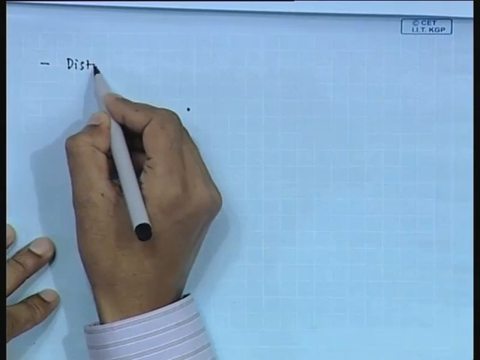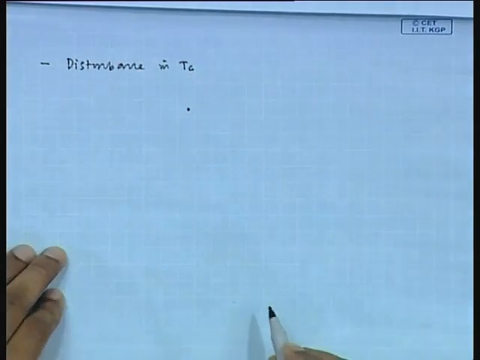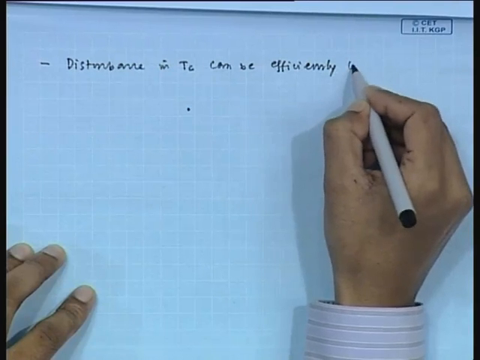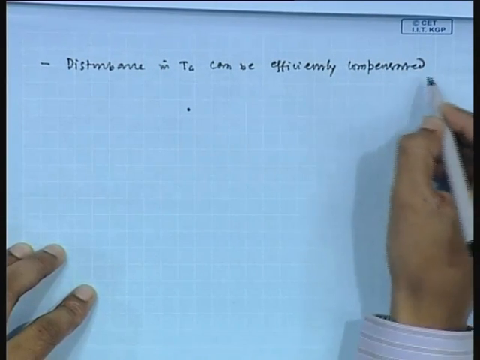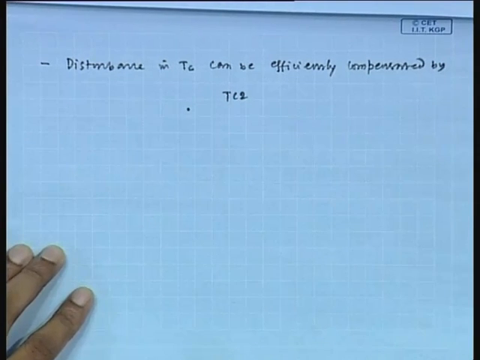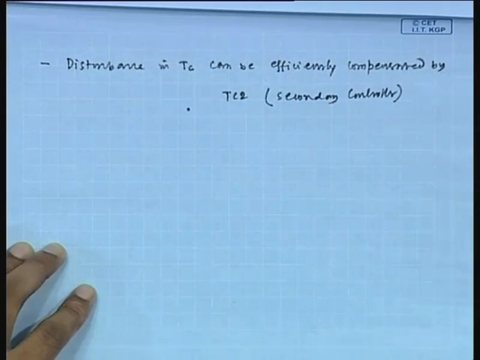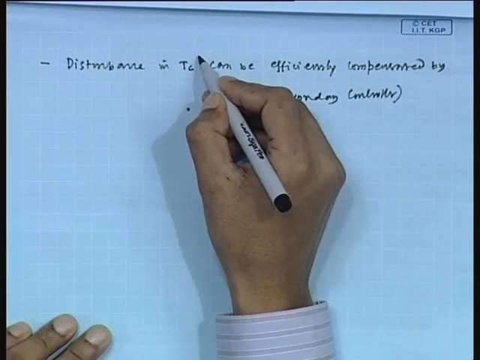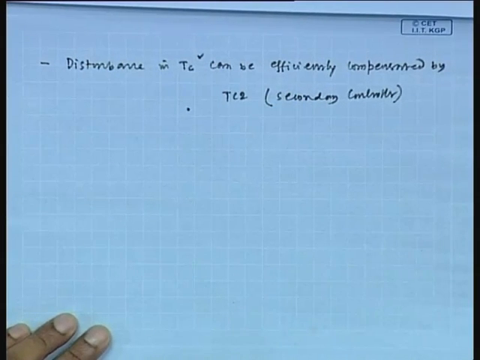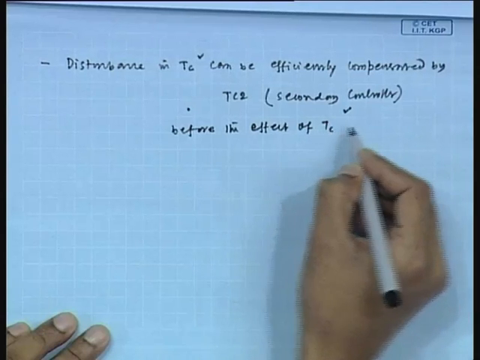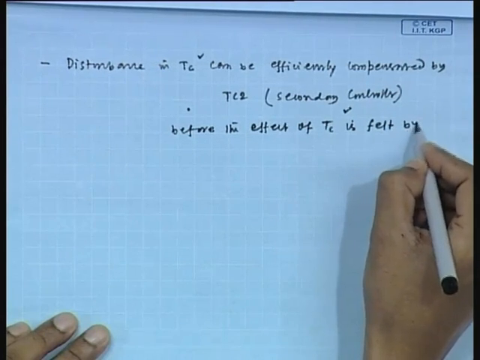Next point is disturbance in Tc can be efficiently compensated by TC2. This is the secondary controller. Fine. If there is any disturbance in Tc, that can be efficiently compensated by TC2. This is the secondary controller, and it takes action before the effect of Tc is felt by the mixture.